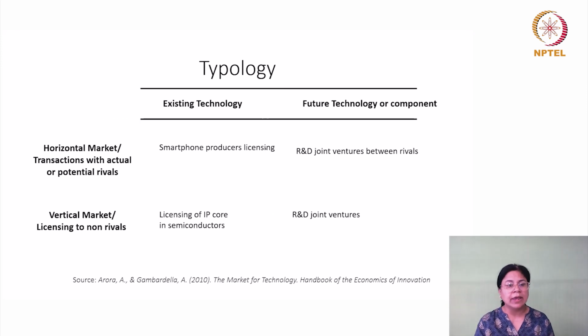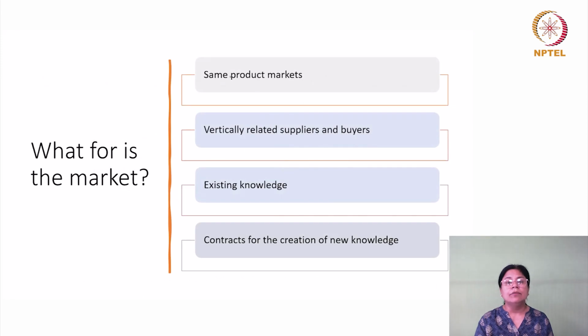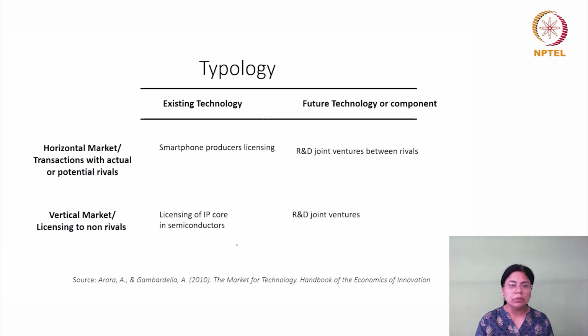So this typology, as I said earlier, builds from the work of Professor Arora and co-author, from the Market for Technology, which is published in the Handbook of Economics of Innovation. This brings together these four points, like we have done here on this slide, where we have looked at that the market could be for the same product or for the vertical one. It could be with respect to the existing knowledge, or it could be with respect to the creation of new knowledge. So when we put them all together, what do we get?